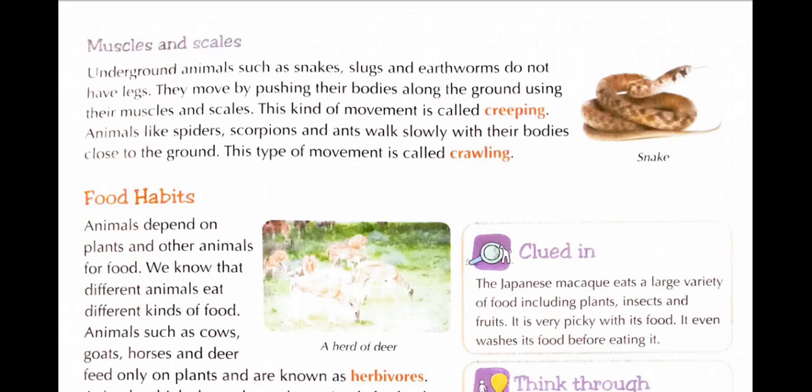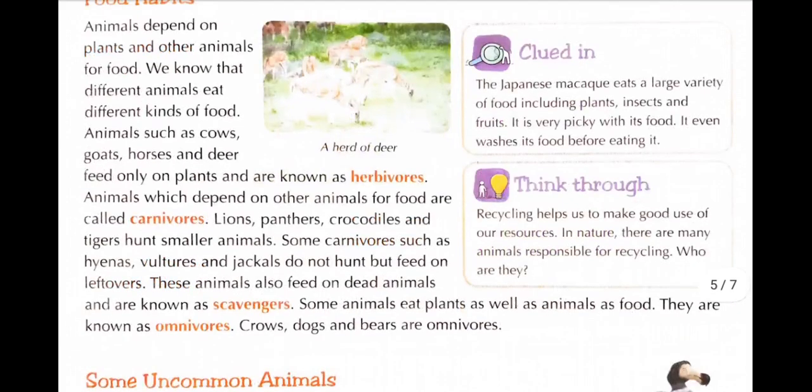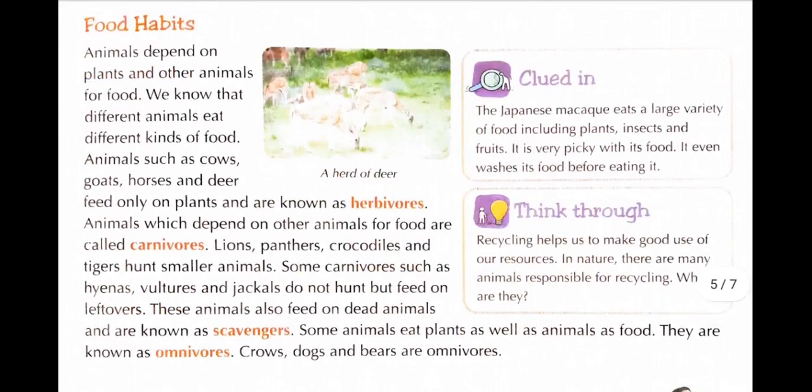Okay, now move on to next, that is food habits. Animals depend on plants and other animals for food. We know that different animals eat different kinds of food. Animals such as cows, goats, horses and deer feed only on plants and are known as herbivores. Animals which depend on other animals for food are called carnivores. Lions, panthers, crocodiles and tigers hunt smaller animals.